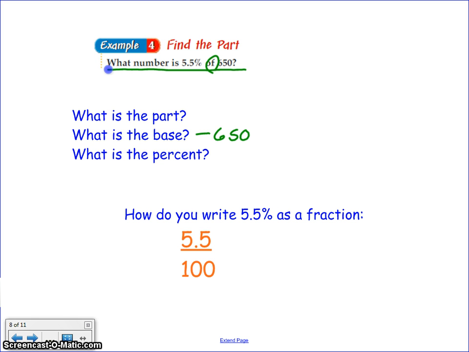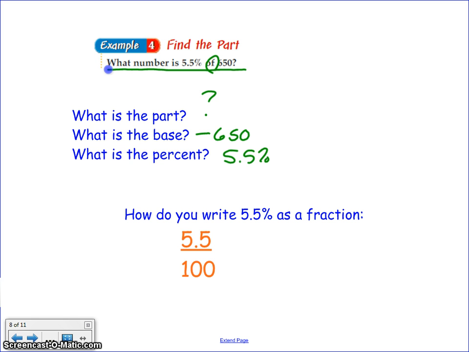And what is the percent? We do know that it's 5.5%. How do you write 5.5% as a fraction? 5.5 over 100. And what don't we know? We don't know our part. That's what we don't know.